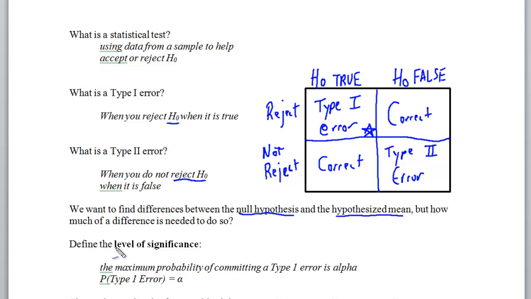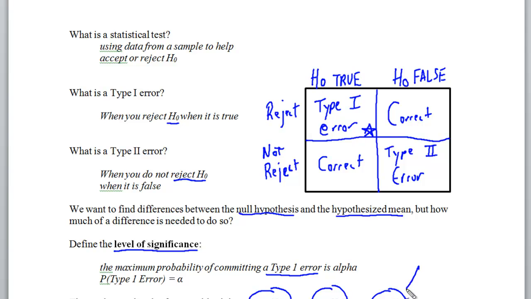So we got to talk about something called a level of significance. The level of significance is the maximum probability of committing a type 1 error. It's also called alpha. So we're either going to deal with a 10% significance level, a 5% significance level, or a 1% significance level, which means that I want a 10% chance of getting this wrong, a 5% chance of getting this wrong, or a 1% chance of getting this wrong.